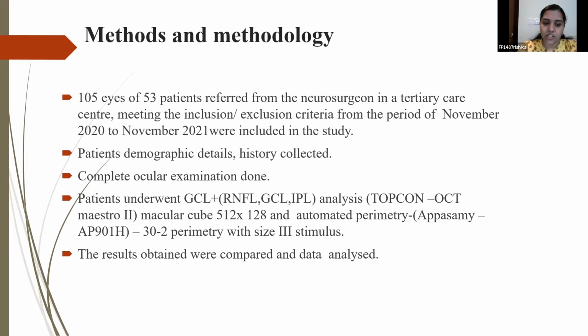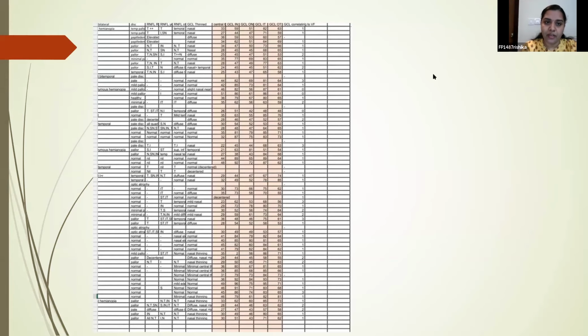All patients underwent GCL plus analysis on TopCon. A macular cube of 512 by 128 scan was done, and visual fields of 30-2 with a size 3 stimulus. The results obtained were compared and data was analyzed. This is our sample Excel sheet where we have checked the GCL in all the quadrants and global GCL thinning, compared with the field as well.